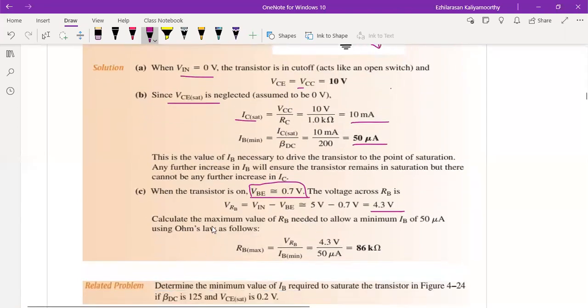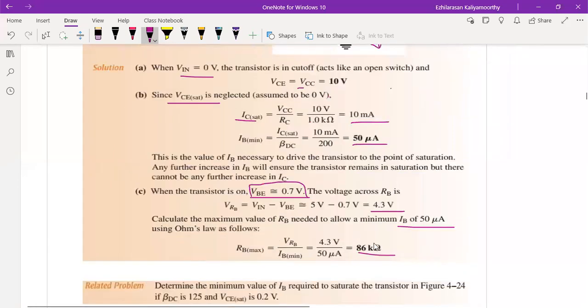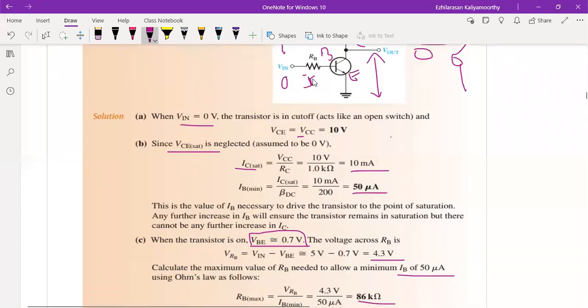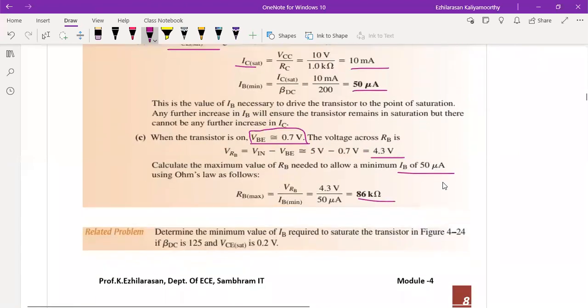So now from this we can calculate the maximum value of RB, that is the base resistance needed to allow the minimum IB of 50 microampere. Using Ohm's law, RB max is equal to V by I, that is VRB by IB, where VRB is 4.3 volt divided by the IB minimum value of 50 microampere. So we can say the maximum RB resistance value is 86 kilo ohm. The minimum IB is 50 microampere. We need this so that the transistor is in saturation condition.